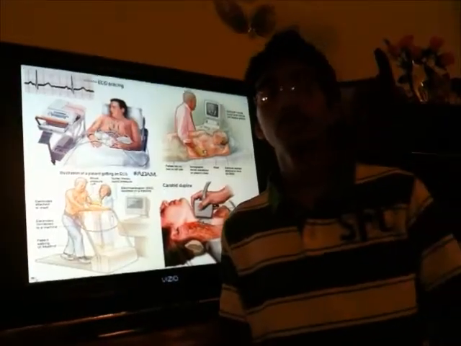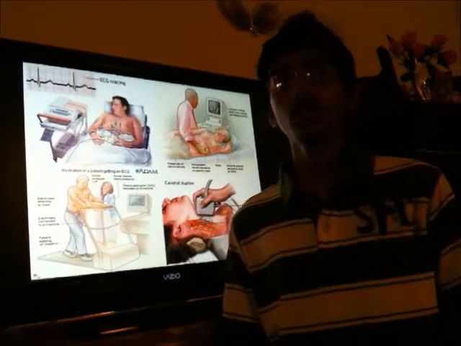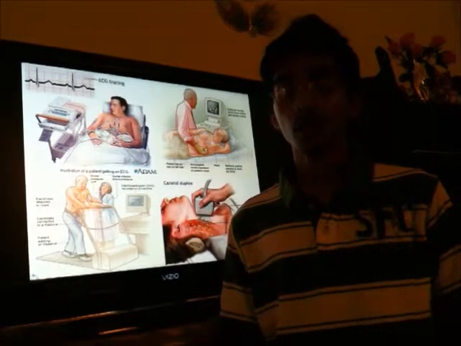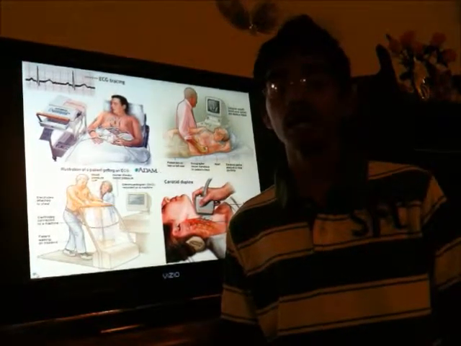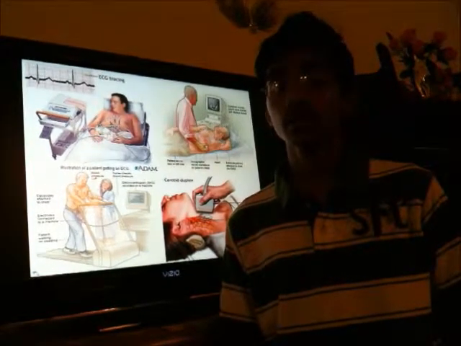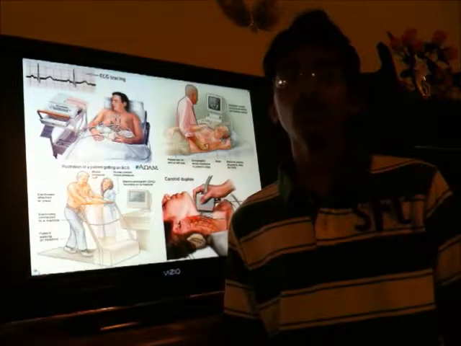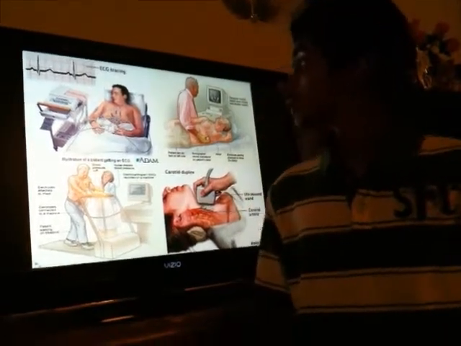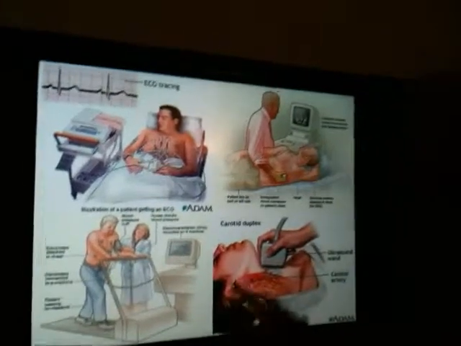Some of the ways to find out if you have heart disease are echocardiography or electrocardiogram, and these are only some of the ways that you can find out if you have heart disease. And these are just pictures that show you how they test you.